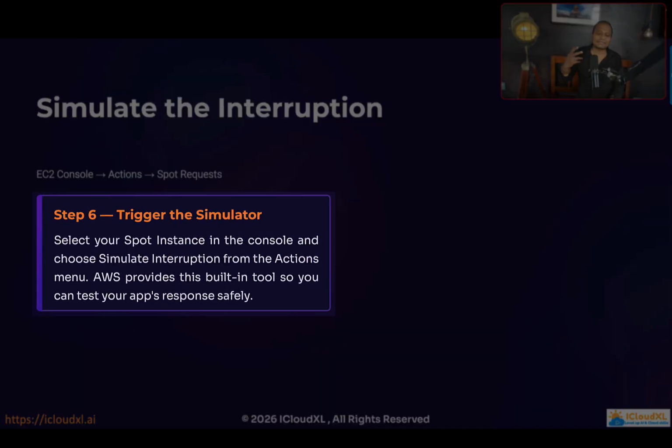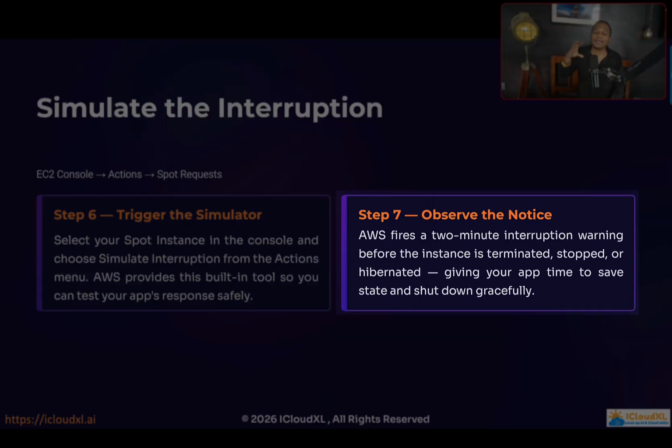In step 6, I'm going to show you the simulator, how you can actually initiate the Spot interruption request. And once you initiate it, in the next step I'll show you how you know from the Spot instance that it received that notification. Based on that, your application can immediately take action to save the job or save the work, whatever you want to do, before termination happens after 2 minutes.